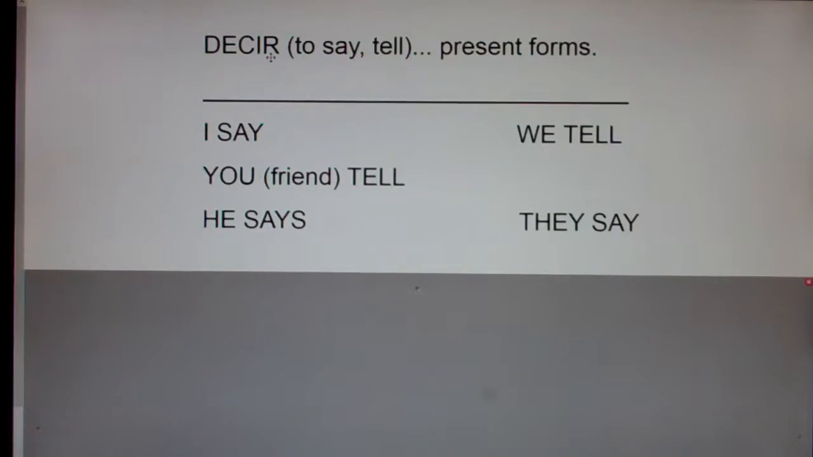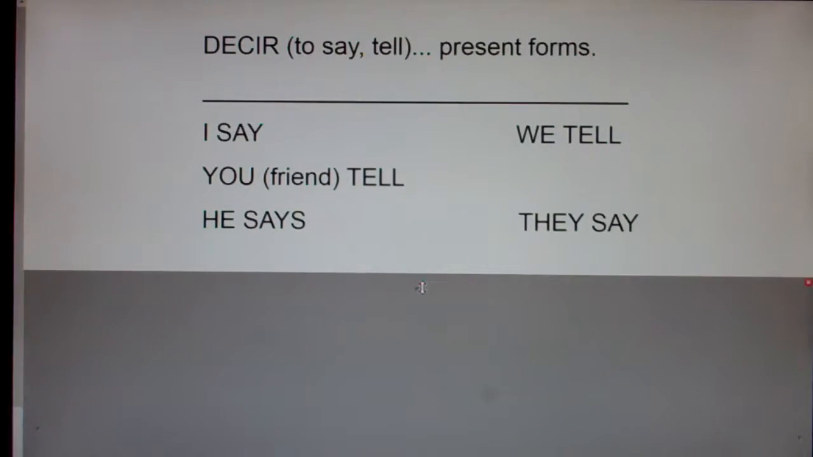Visualize your grandma's in the hospital, maybe God forbid, maybe she had her hip replaced, and you bring her some flowers and chocolate. She says, honey, why did you bring me flowers and chocolate? And you say, decir present is to say I love you, or decir present is to tell you I love you. Decir is to say or to tell.